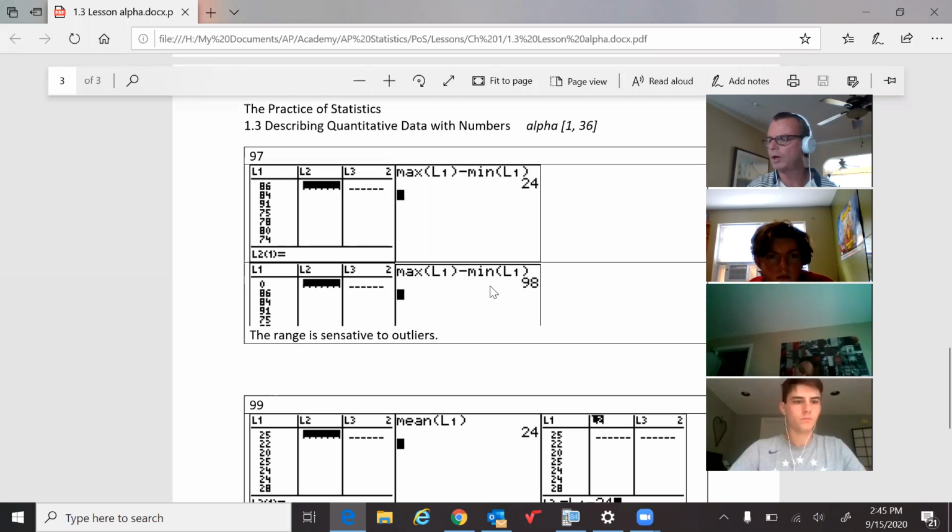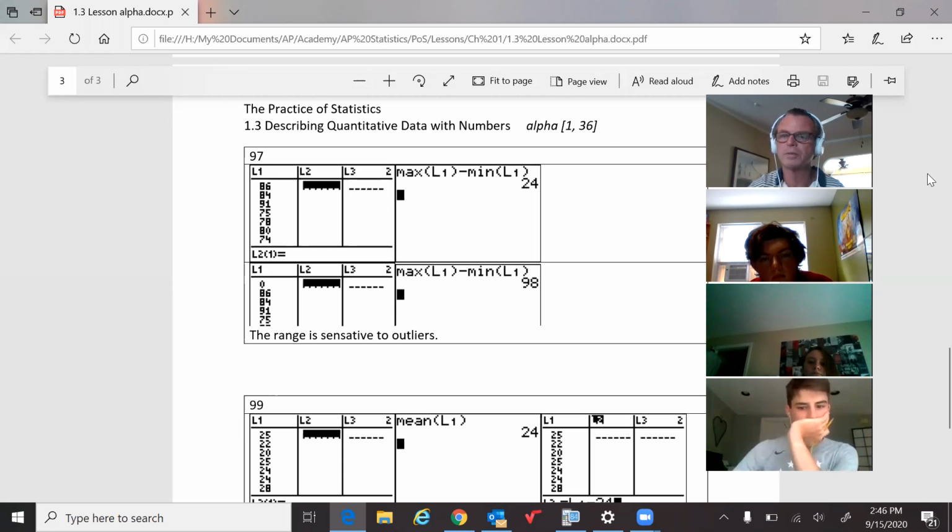So what numbers did we deal with for those first 3 questions? The mean is sensitive. The range is sensitive. The median is resistant to outliers. So you might get a multiple choice question that says, which of these are sensitive to outliers and which are resistant? That's how that would be phrased, and you have to think through this.